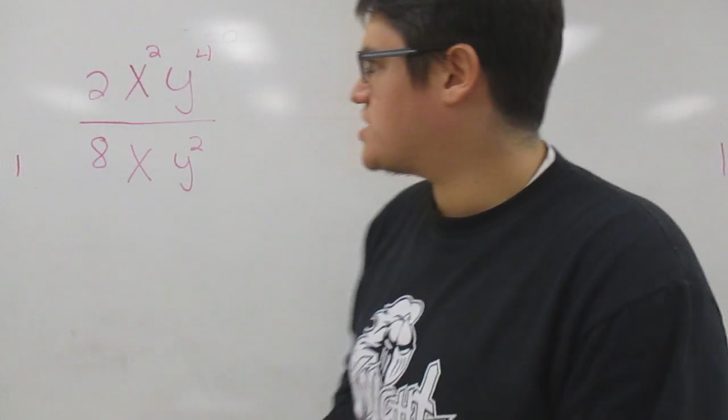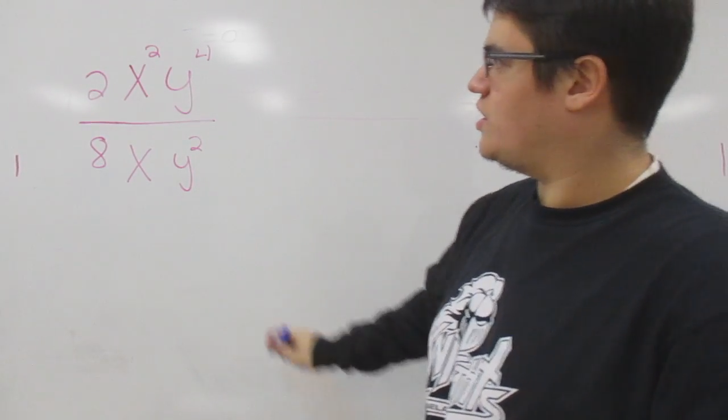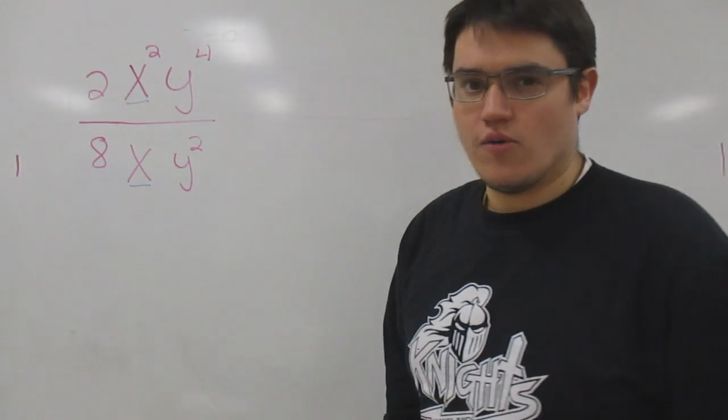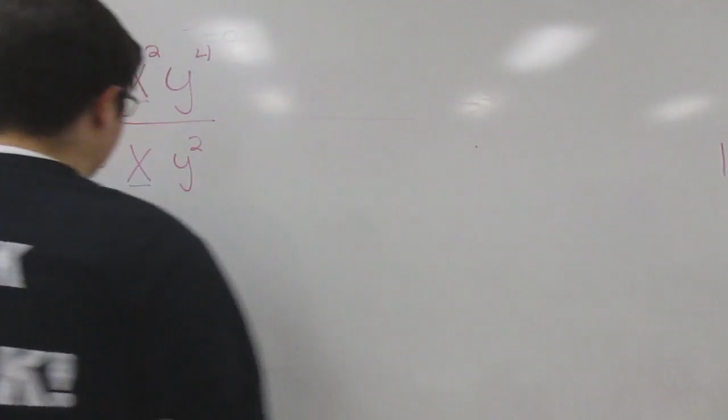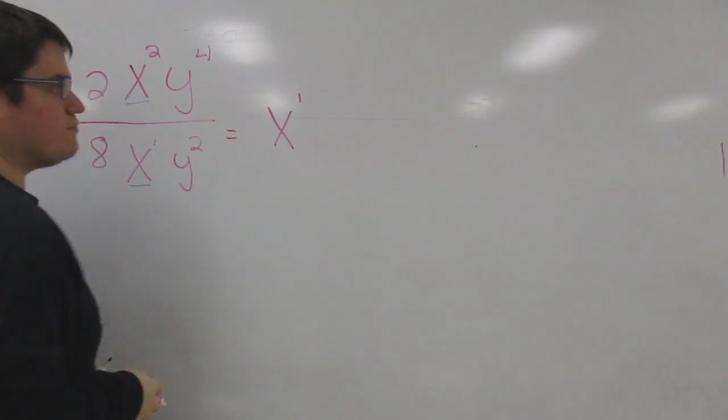Okay, so first step, let's just combine each term. So I have an x squared here and an x down here. What I like to do, when you don't see the power that it's being raised to, I just put a 1 there so I know it's x to the 1st. Now I have the same base being divided, so I can subtract the exponents. 2 minus 1 gives me x to the 1st.